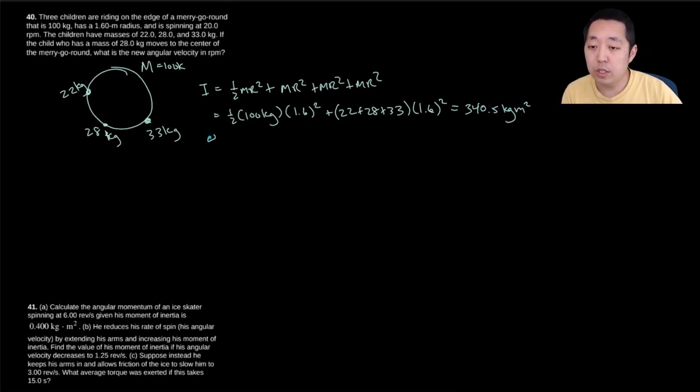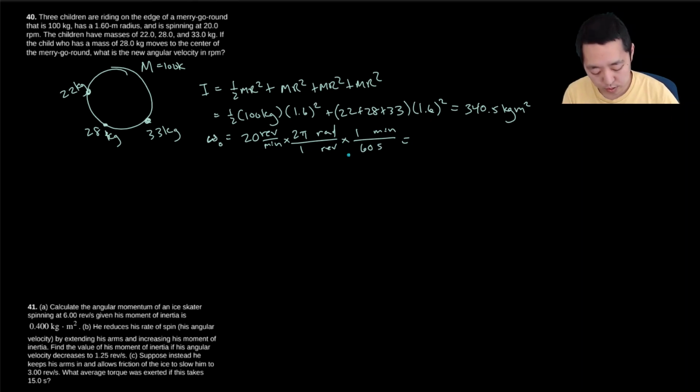Its initial angular velocity is 20 RPMs, that's revolutions per minute. And similarly, we've got to convert this into radians per second. So 2 pi radians per 1 revolution, and in 1 minute I have 60 seconds. So the minutes will cancel, the revolutions will cancel. So 20 times 2 pi divided by 60. It's 2 pi over 3, so 2.09 radians per second. Okay, so now I know the initial angular momentum.